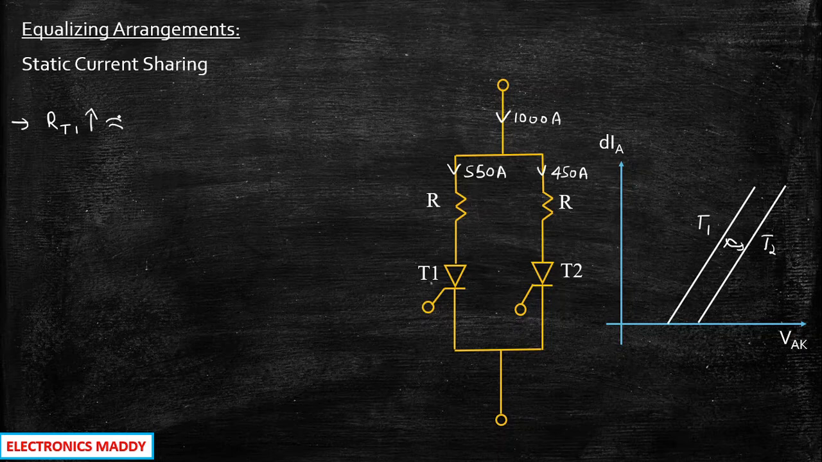Because of this, what will happen? The temperature will increase. Because of this, the current will further increase, 550 amps will go beyond 550. Because of this, again, the internal resistance will increase. This will be a cumulative process, and consequently, at some point in time, the device will burn out.